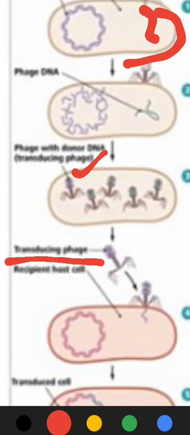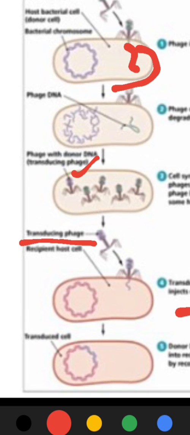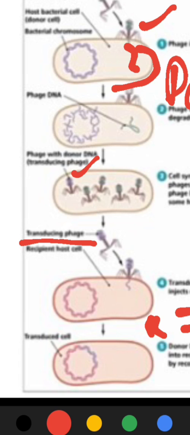Then that transducing phage, that is, a phage having the bacterial DNA, is injected into another host cell with the donor DNA. The donor cell DNA is then incorporated into the new recipient cell DNA and forms a recombinant DNA by the process of recombination. So this is all about generalized transduction, how the transfer of DNA takes place from the donor to the recipient with the help of phage.